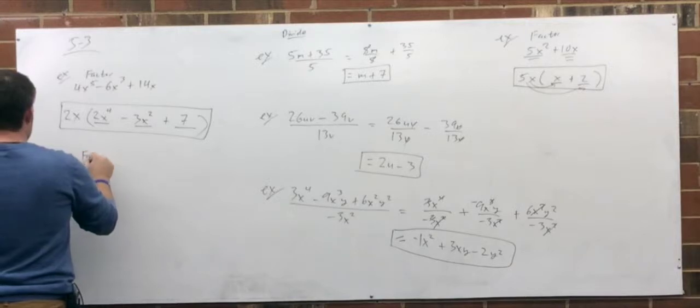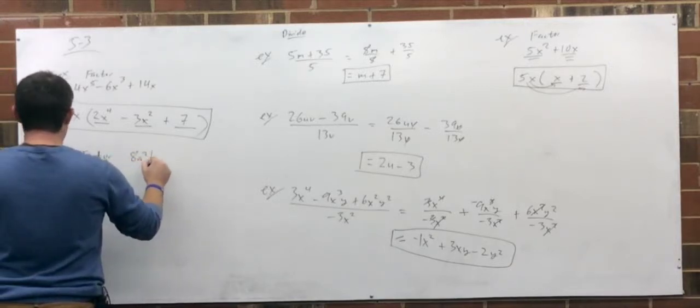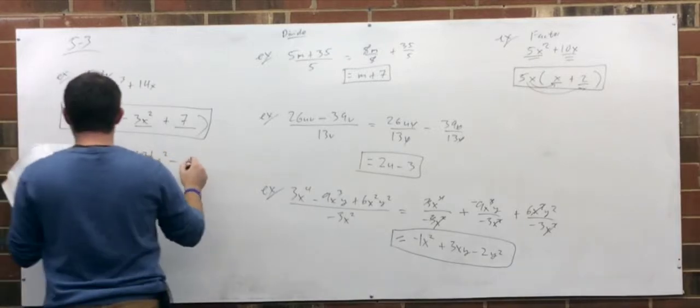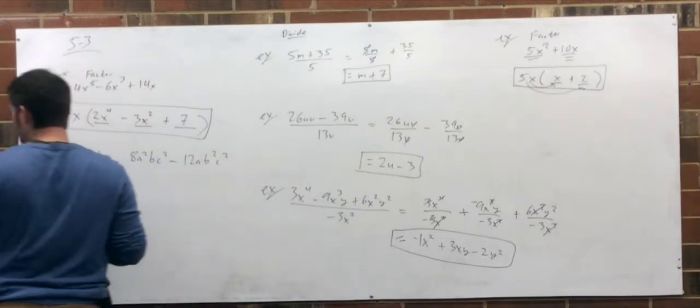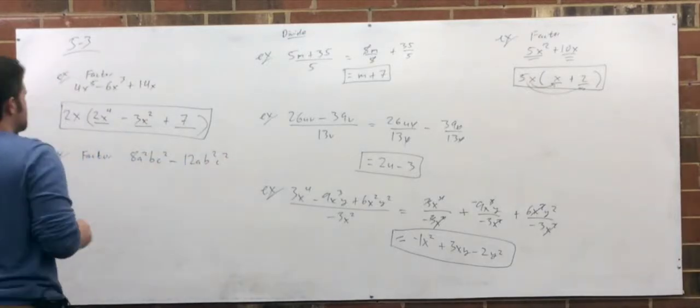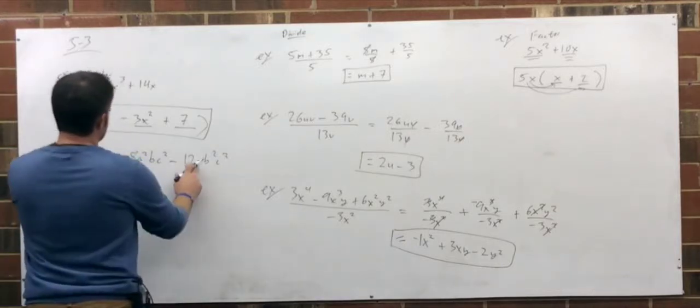Let's see, factor 8a squared bc squared minus 12a b squared c squared. So again, we're looking for greatest common denominators. Let's start with our variables first. We'll take them one at a time.